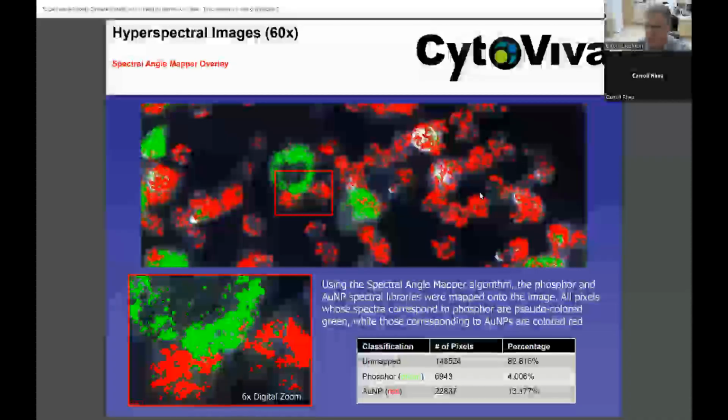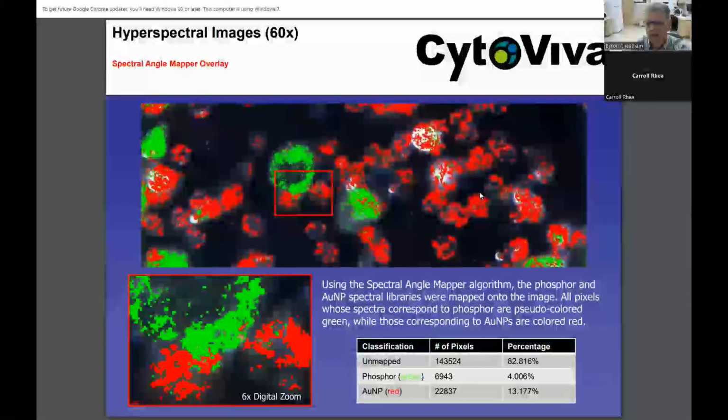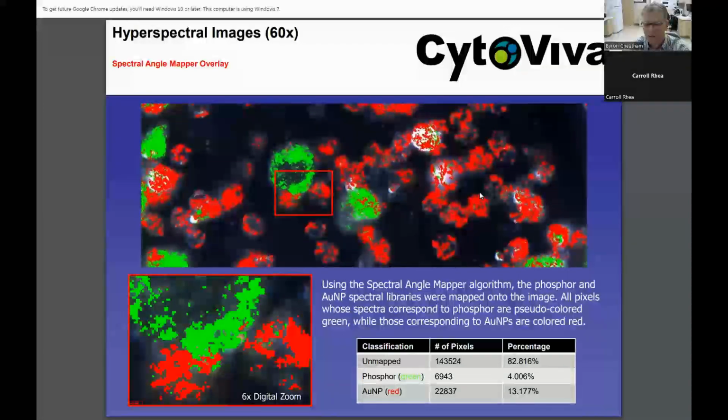But applying hyperspectral imaging analysis capabilities to this, I can map every capsule that's loaded with phosphor dye. I can map every capsule that's loaded with gold nanoparticles. I can get a class distribution that can tell me that in this image, about 13% of the area had gold nanoparticles and about 4% had phosphor dye.